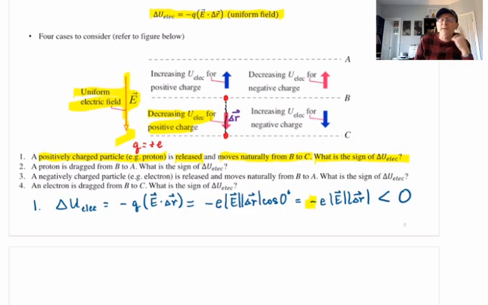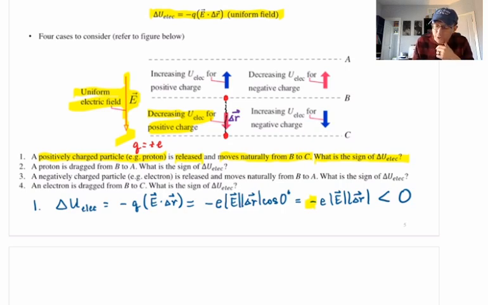Note the same thing would happen in the gravitational case, where I have a uniform gravitational field downward, and I take a particle of mass m and just let go at level B. Then yes, it will move to level C, and it will decrease its gravitational potential energy. Okay, now let's look at case 2.